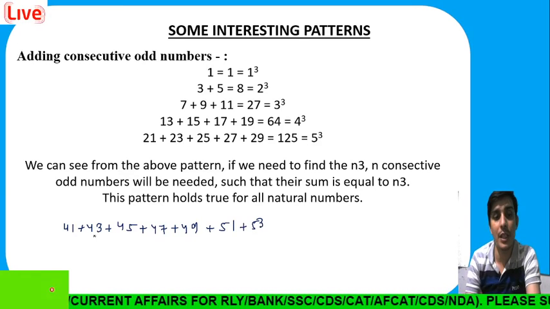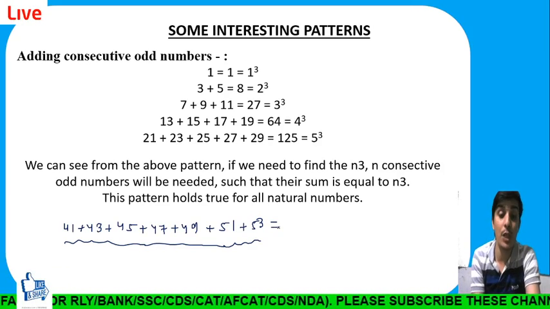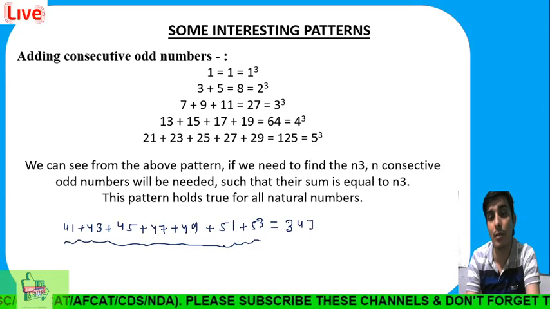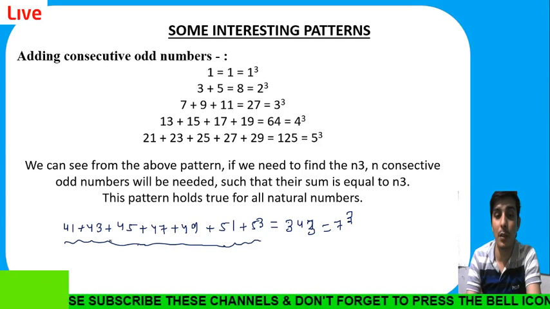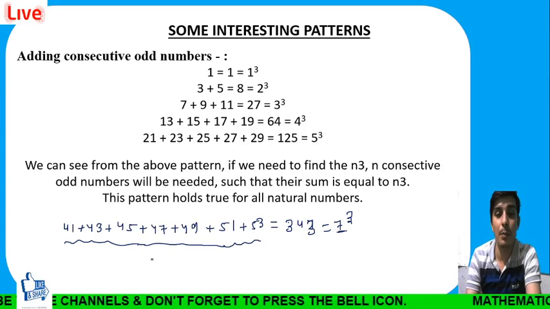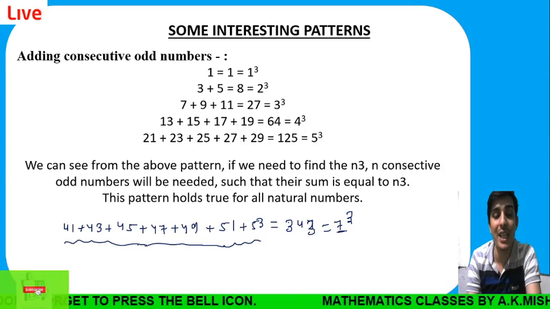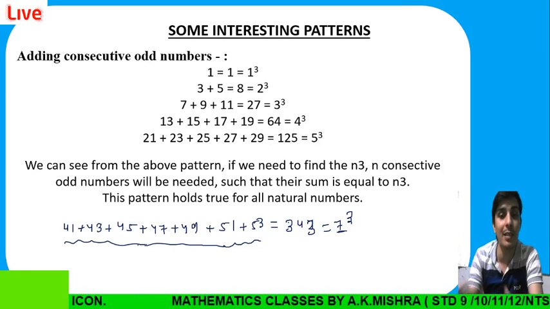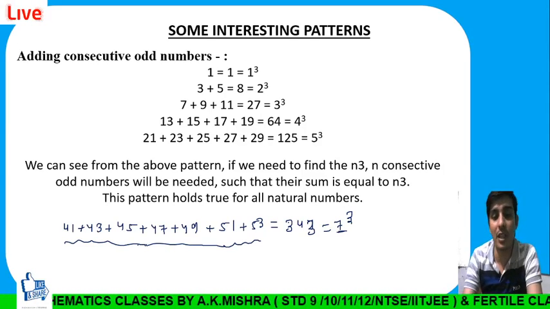How many odd numbers are we taking? 7. After adding you will get 343, and it is equal to 7 raised to the power 3. So these numbers are equal to each other. To find 7 cubed, we have to take 7 consecutive odd numbers such that the sum of the 7 consecutive odd numbers is equal to 7 raised to the power 3.